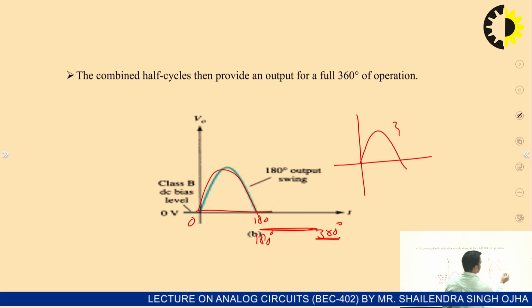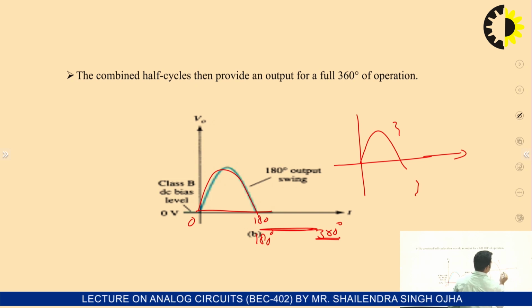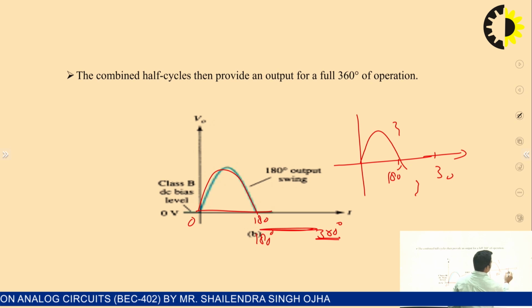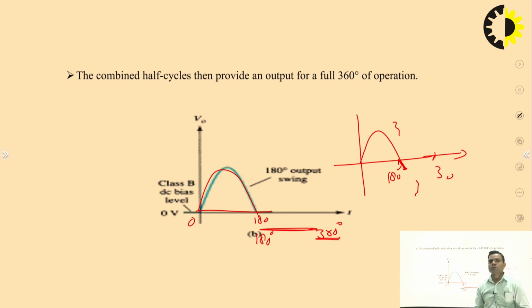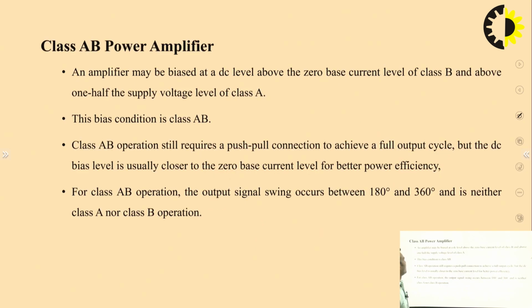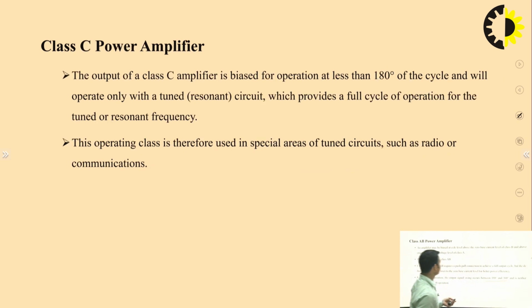You can see this is, for example, this is 180 degree angle and this is 360 degree angle. So conduction will be more than 180 degree. You can see this. So by using class AB power amplifier, crossover distortion will automatically be eliminated. And you can see they will conduct between 180 degree and 360 degree.